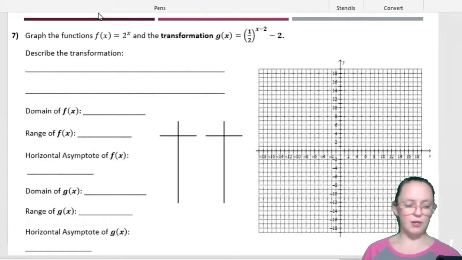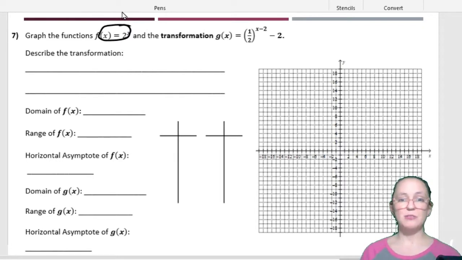Now let's look in your Agile Mind books, page 56, number 7. We're going to look at this one. It has a couple of funny transformations we have to pay attention to. It starts out the same, where we have our parent function of 2 to the x. This guy over here, that's our parent function.